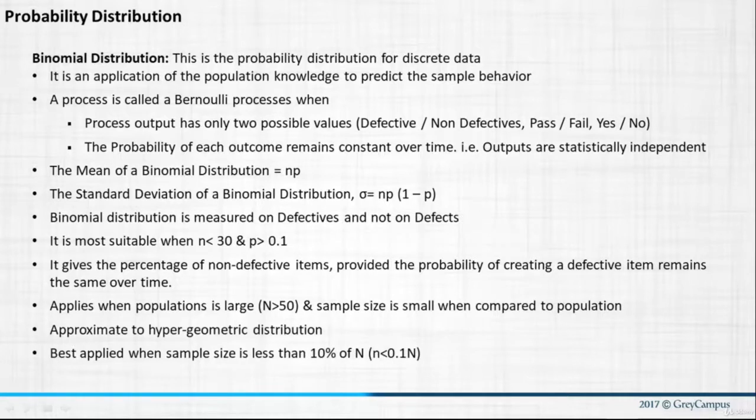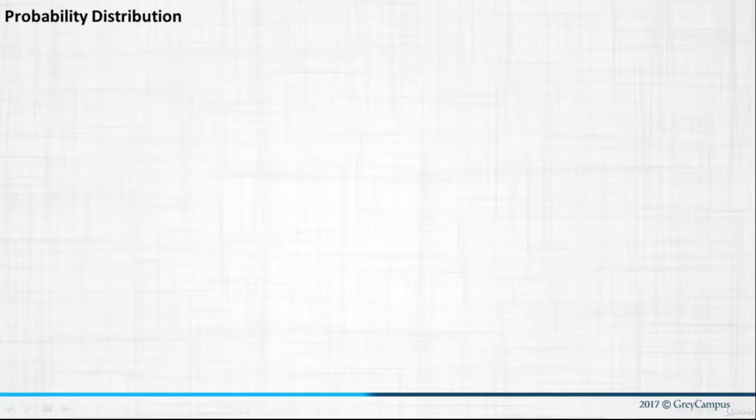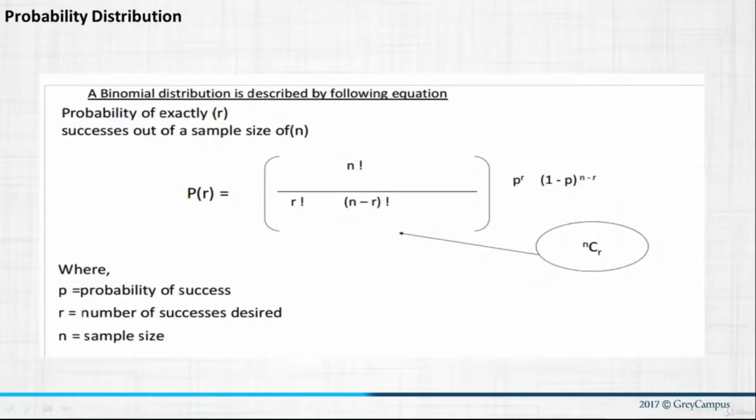One thing that I'd like to point out is that a sample size of less than 30 is a critical aspect of the binomial distribution. For the probability distribution of the binomial distribution, you can see here the equation for calculating it. Again, sample size is a major component to this distribution.